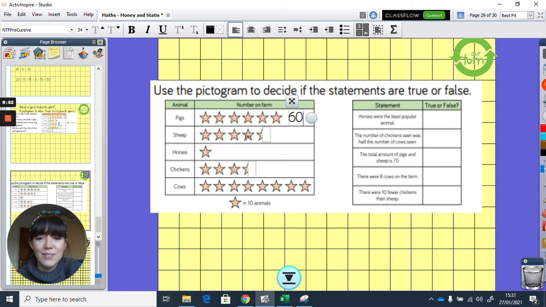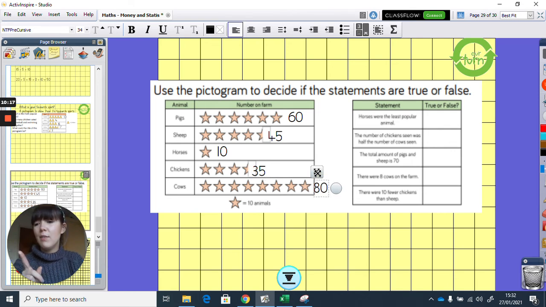10, 20, 30, 40, 45. 1 star would equal 10. 10, 20, 30, 5, so there's 35 chickens. And cows, 10, 20, 30, 40, 50, 60, 70, 80. A lot of cows on the farm.